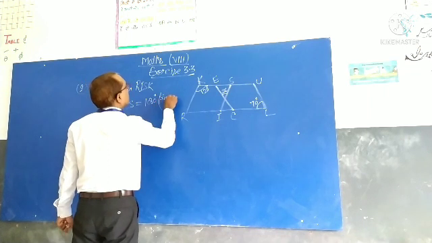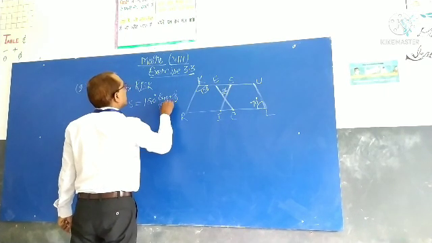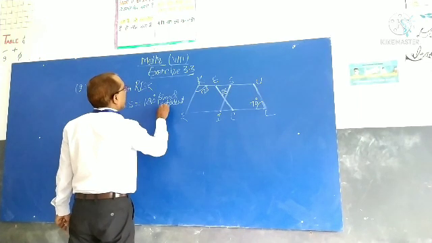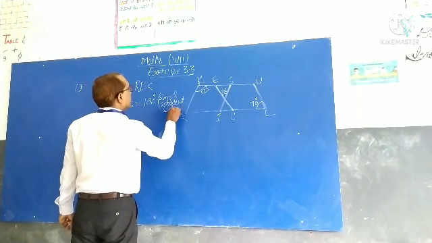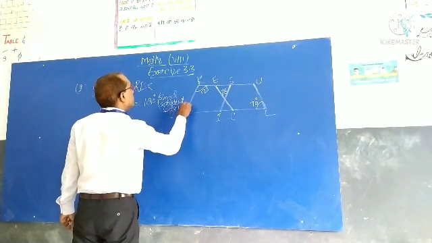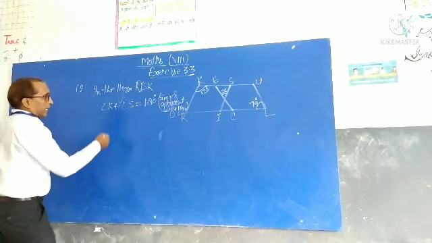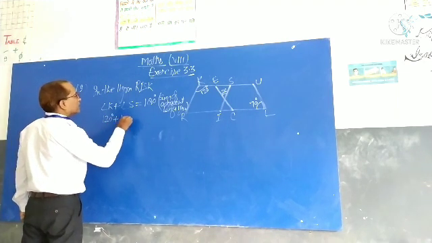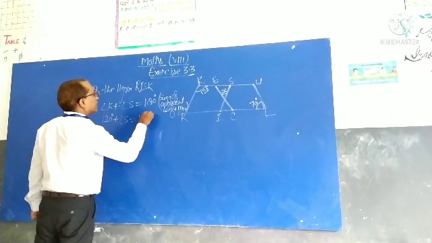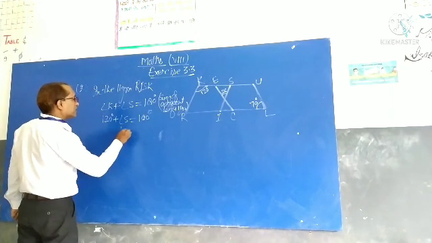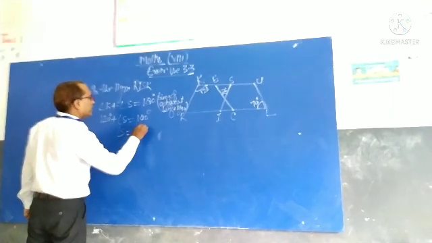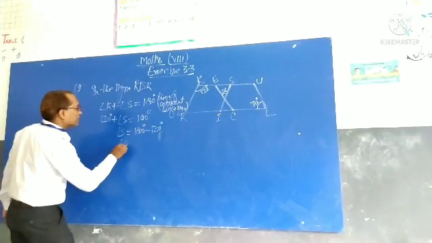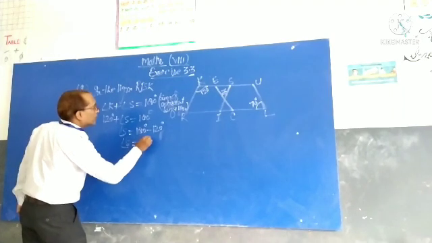Sum of adjacent angles of a parallelogram. Angle K is 120 degree plus angle S is equal to 180 degree. Then angle S is equal to 180 degree minus 120 degree. Angle S is equal to 60 degree.